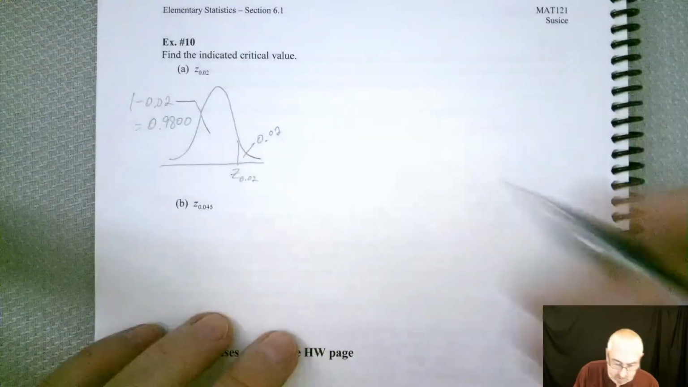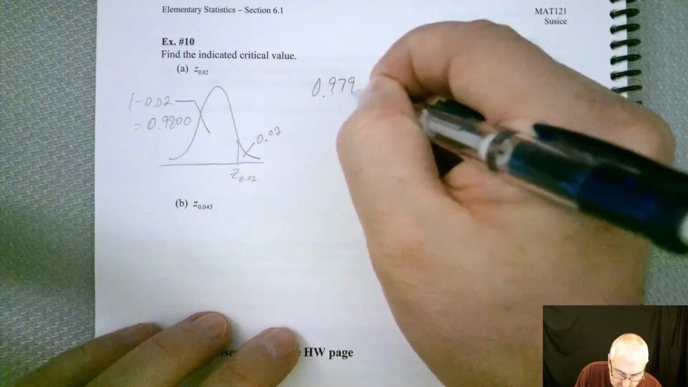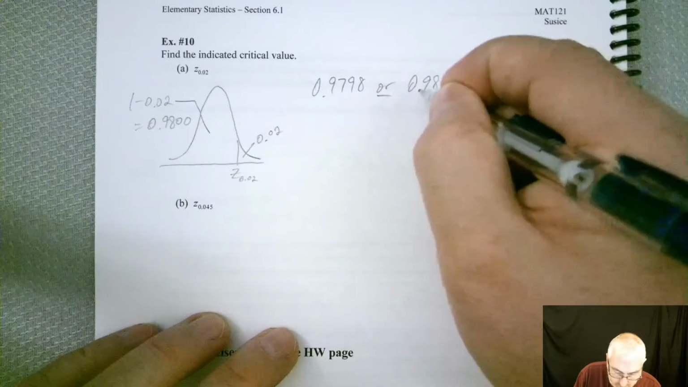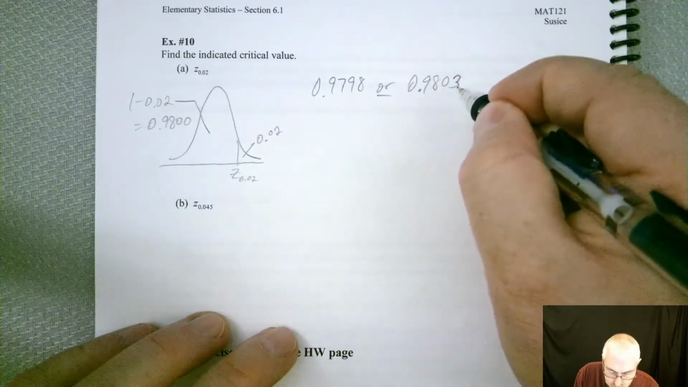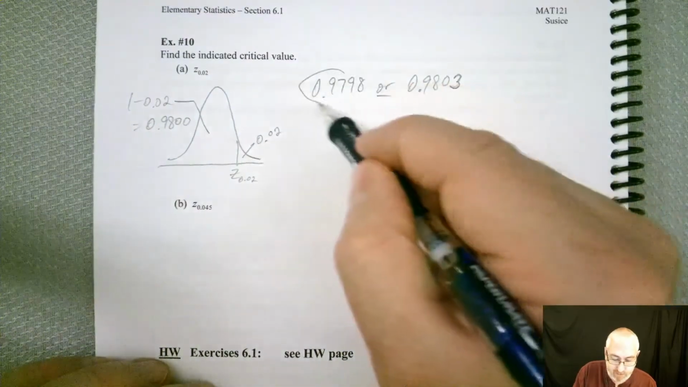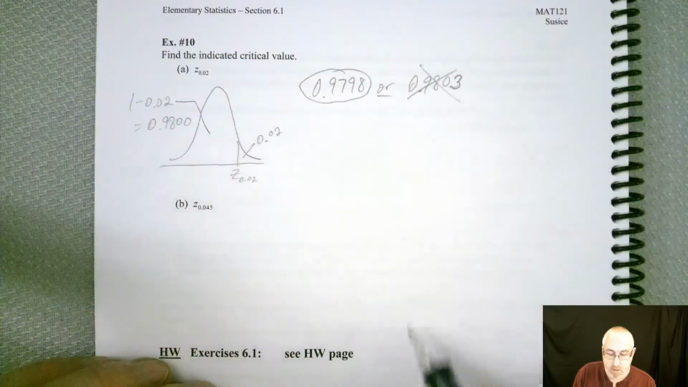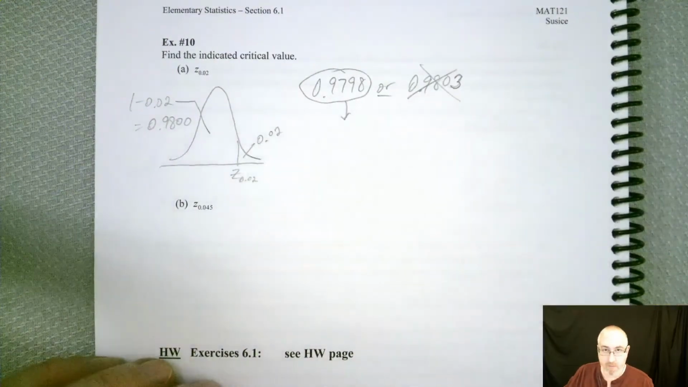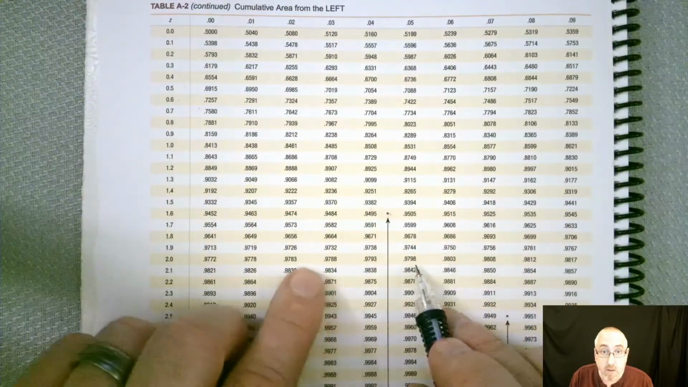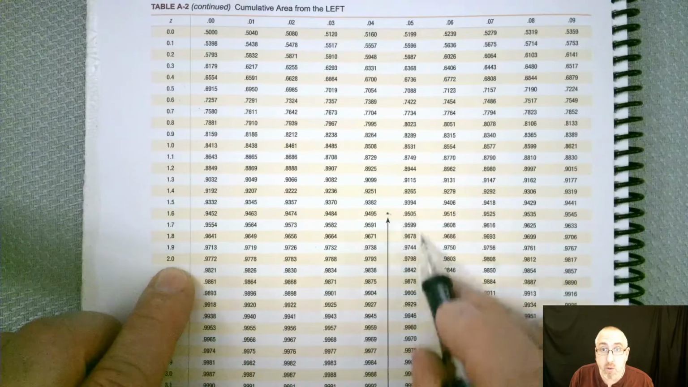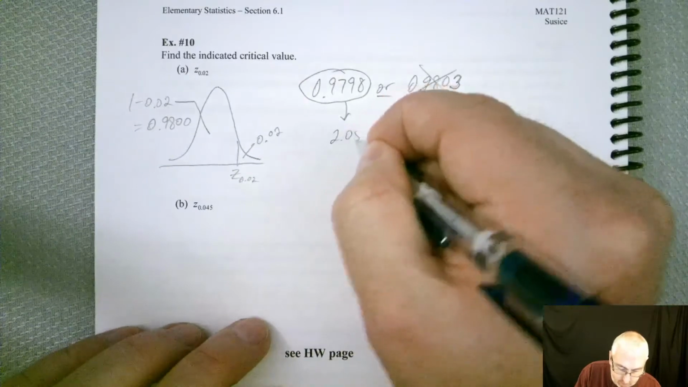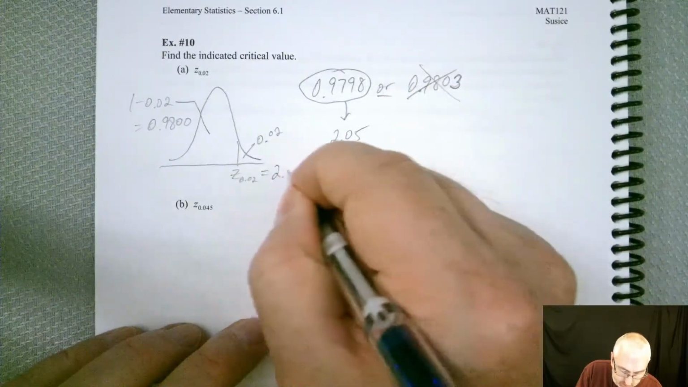So let's just analyze it again. 0.9798 or 0.9803. Whoops. So which one's closer? Yeah, this one's a little bit closer than this one. So now we got to see what this one tells us. 0.9798, which is right here. So we got 2.05. So that is our answer.